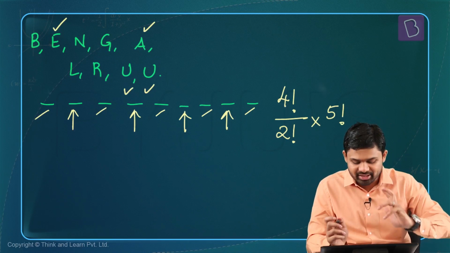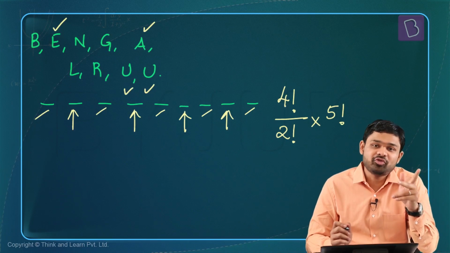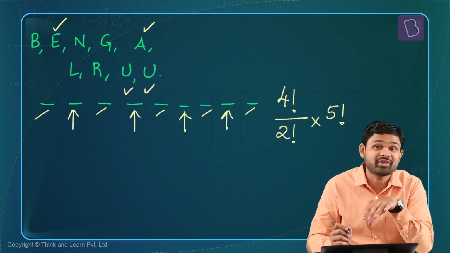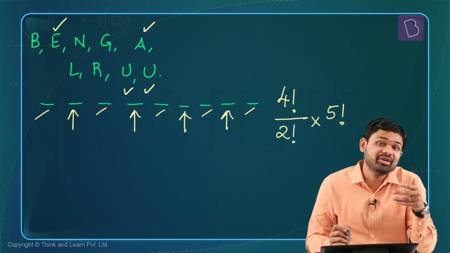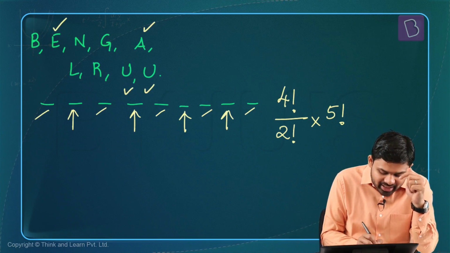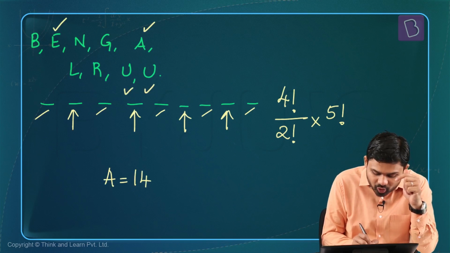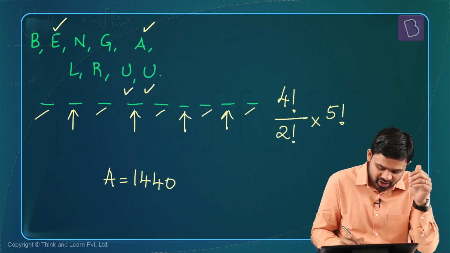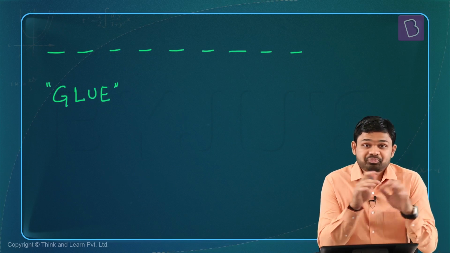So 4 factorial divided by 2 factorial into 5 factorial. If you solve this, 4 into 3 into 5 factorial, 4 into 3 is 12, 12 into 120, which is 5 factorial, you get that A equal to 1440. Okay, so A is 1440.